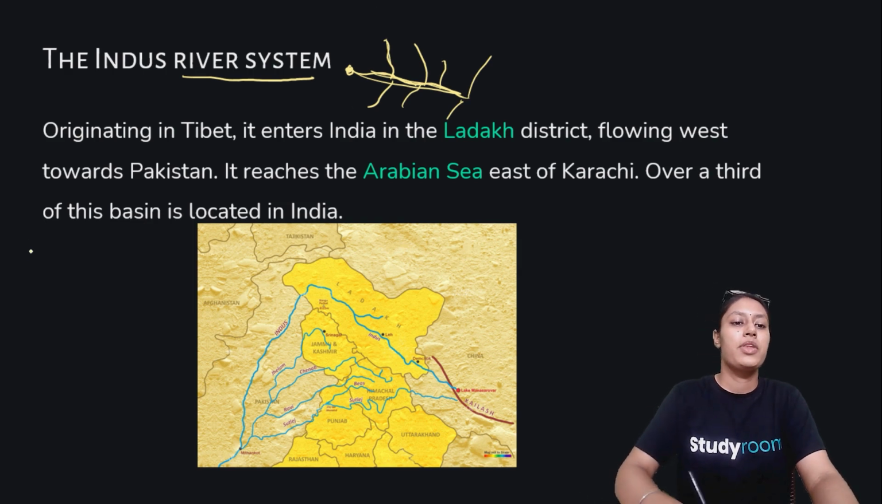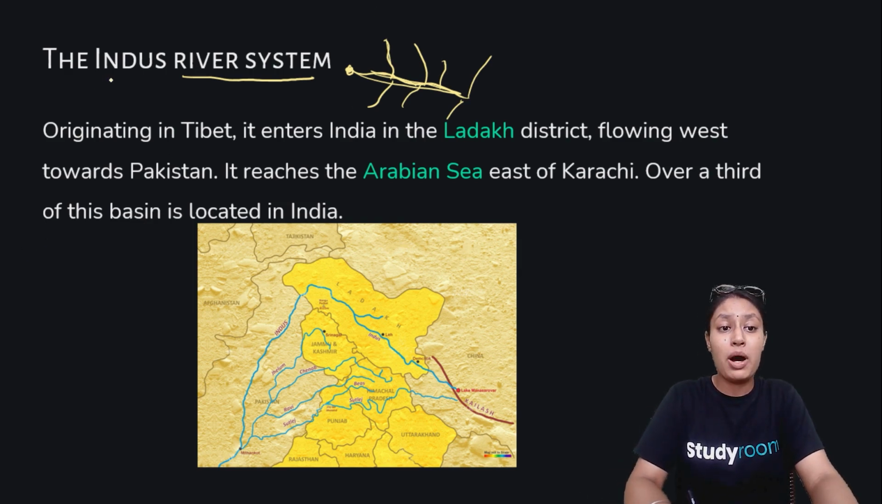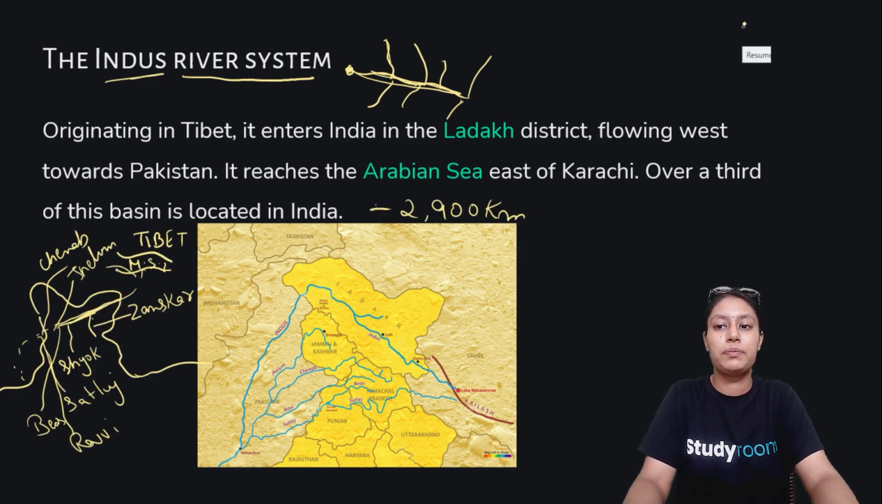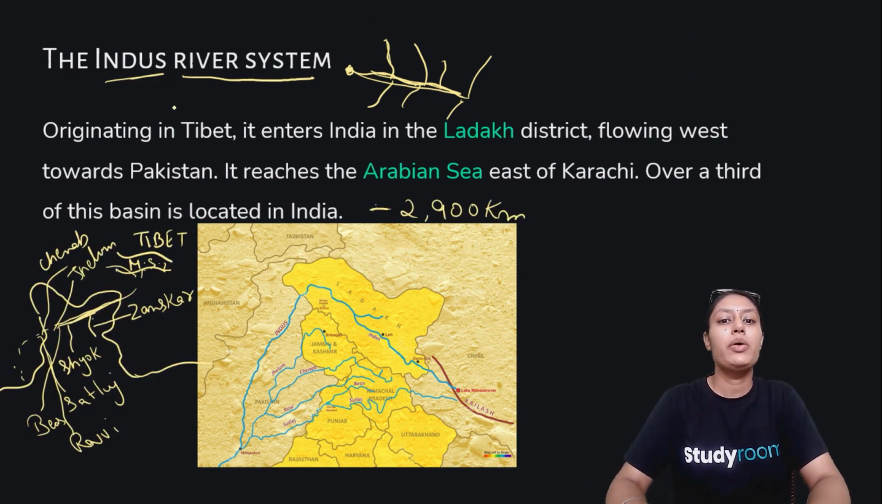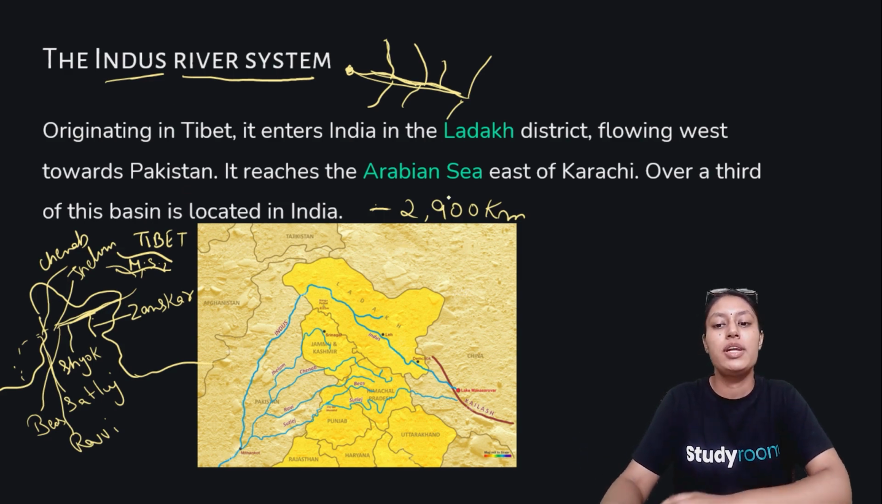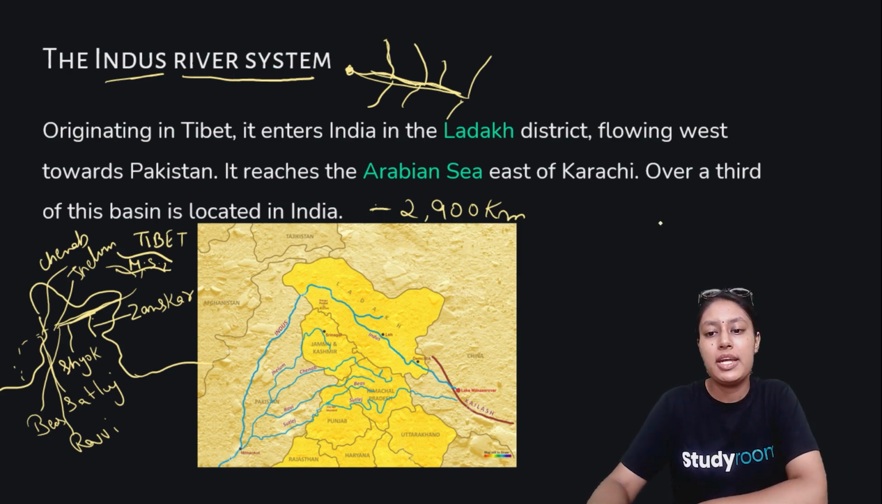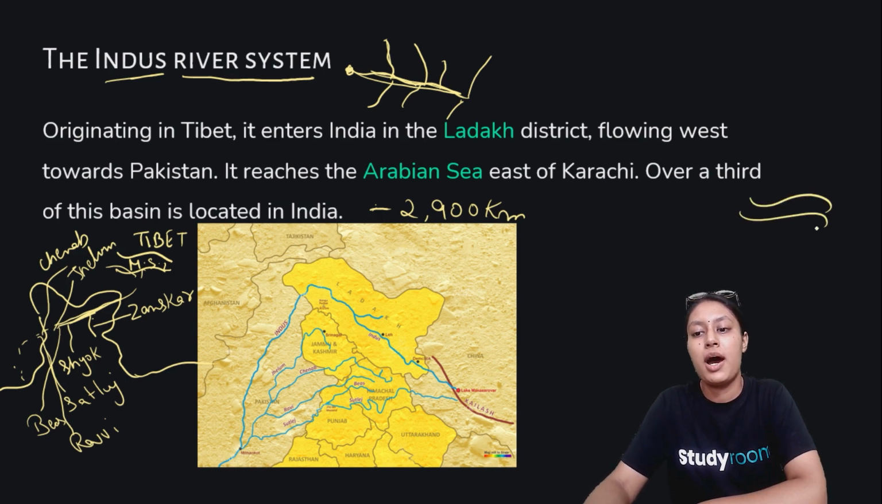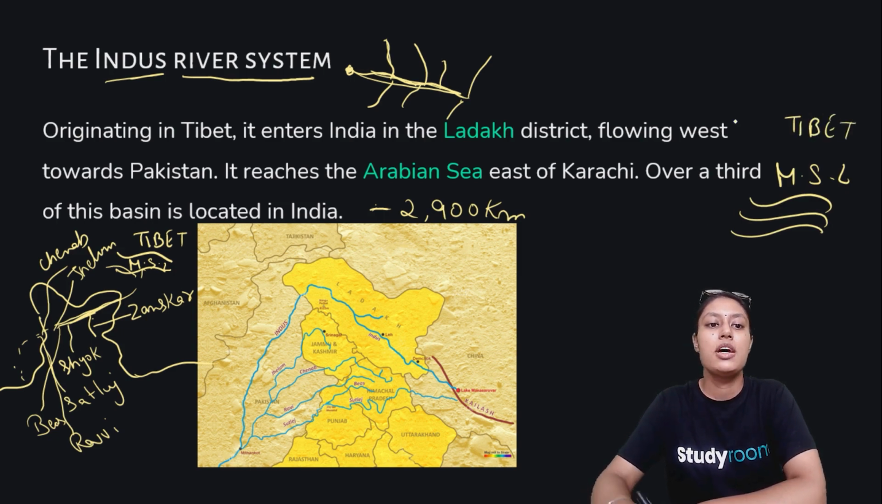Now, let's understand more about the Indus River. First, the Indus River originates from Mansarovar, which is in Tibet. Okay, Mansarovar Lake. Let me make it understandable for you. For example, here I'm drawing Mansarovar Lake in Tibet. So this is the origin of this river called Indus, which is in Tibet.